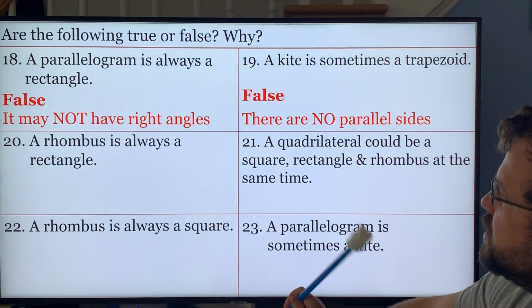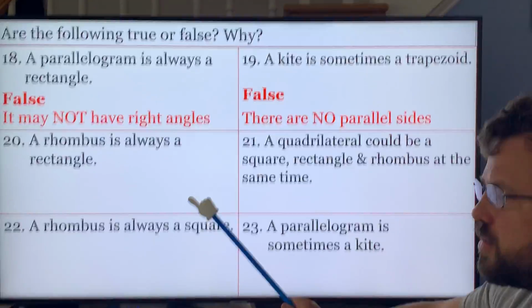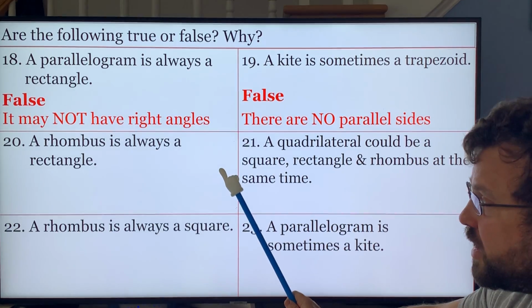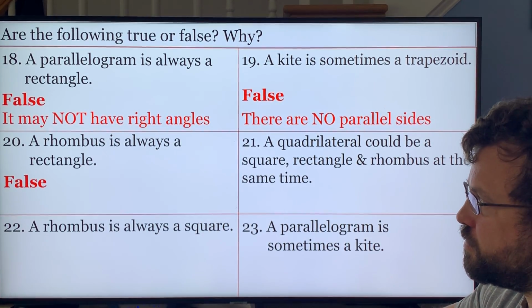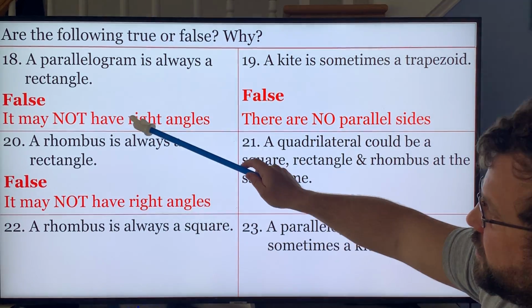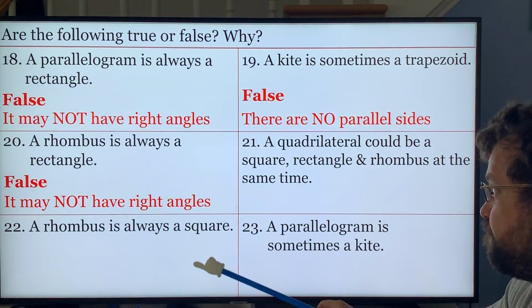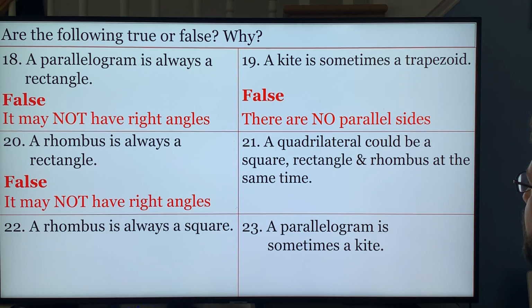A rhombus is always a rectangle. Now, a rectangle always has 4 right angles. Does a rhombus always have 4 right angles? No. So the answer is false. Right? And a rectangle doesn't have to have all the sides being equal. It's a double no. Quadrilateral could be a square, a rectangle, rhombus at the same time.